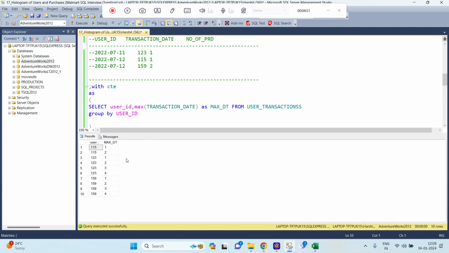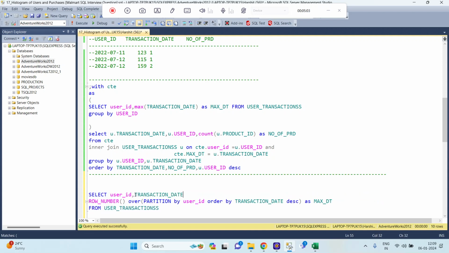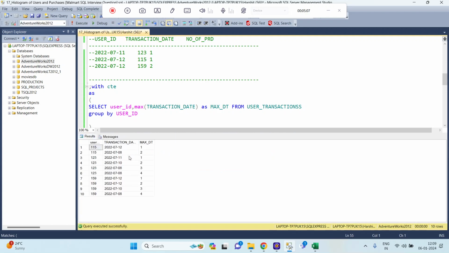Now let me take for 115, it has generated rank, right? Now if you take the transaction date also over here, let me take it. So for the highest transaction date, it will give the rank 2. Then maximum. So here we need to take the maximum of transaction date, right?